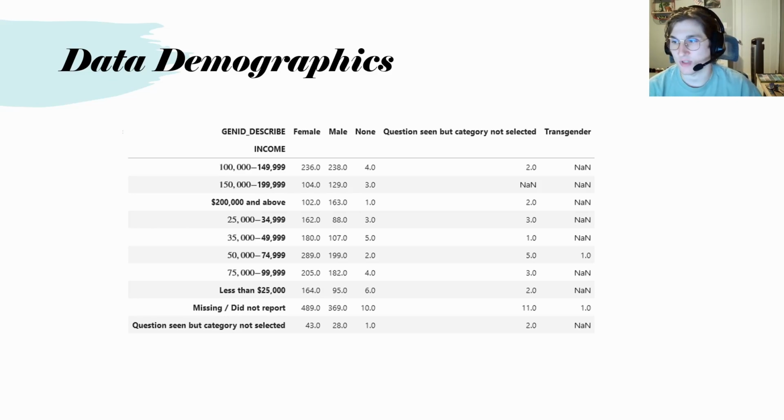So you can see here that females who make around 50,000 to 75,000 a year were the majority of people who responded in this way. Actually, if you look even further, 489 people did not respond to their income, and that was the majority. Also, same for males. The majority of people who did not report their income also said that they didn't think the booster was necessary.